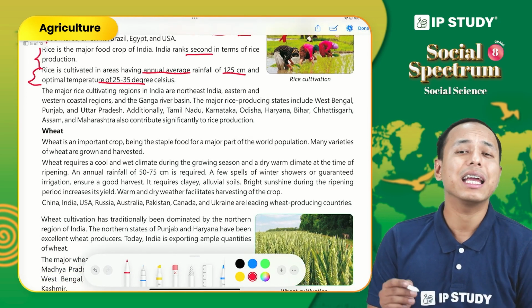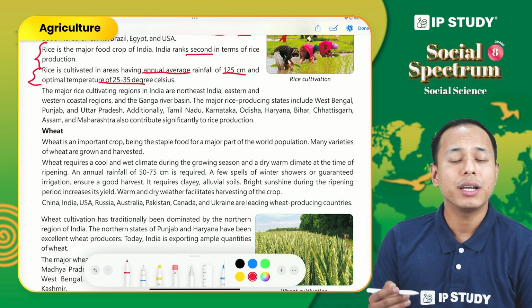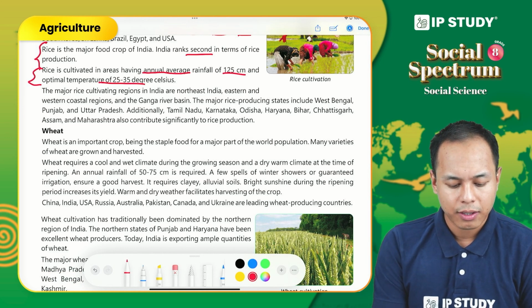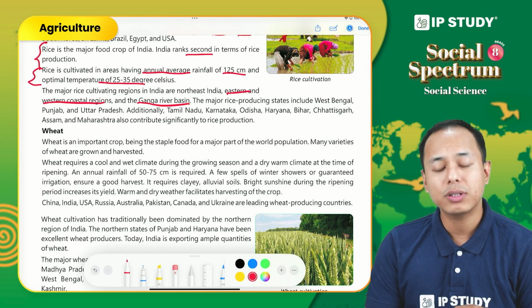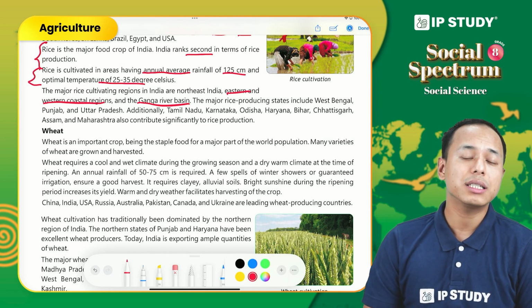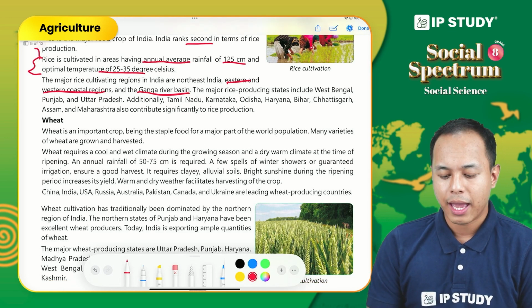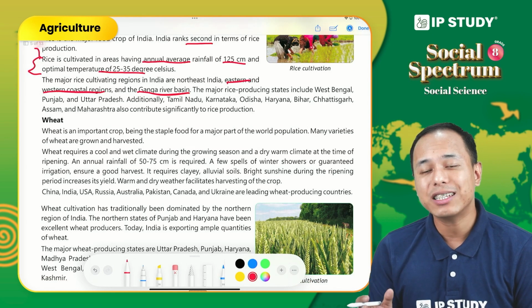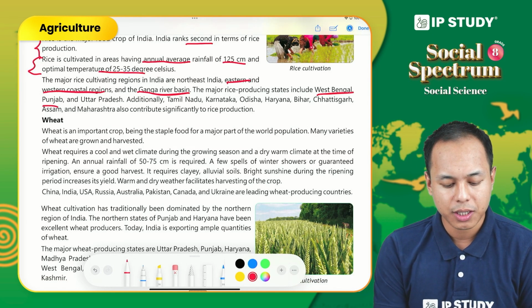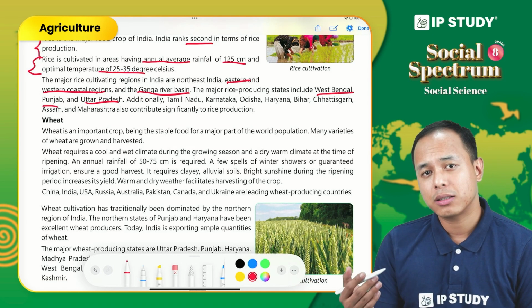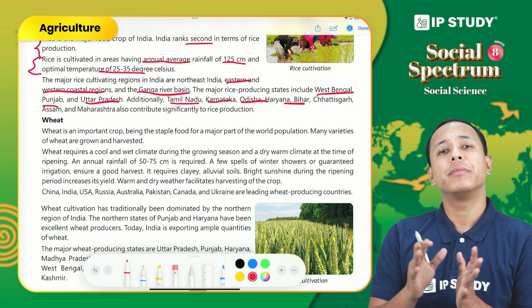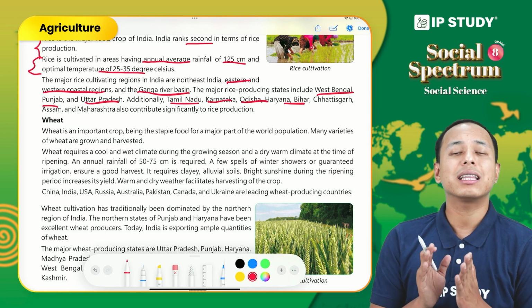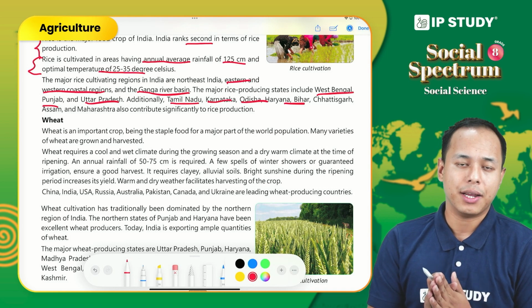If you look at the areas in India where it is cultivated, we have the western coastal region, Ganga river basin and also the eastern coastal region where water is available. Okay, and if you look at the rice producing states of India, we have West Bengal, Punjab, Uttar Pradesh. Apart from these important states, we have Tamil Nadu, Karnataka, Odisha, Haryana, Bihar. So there are many different states that produce rice in India.